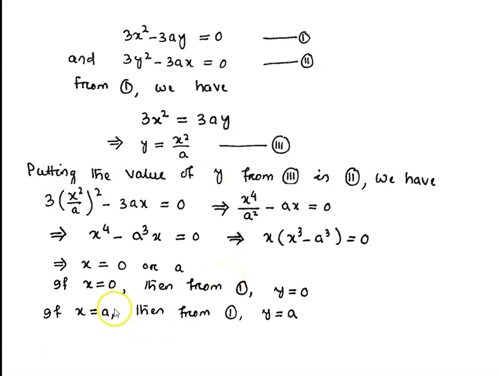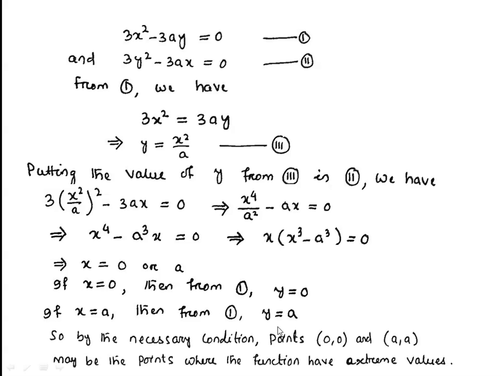Similarly, if we put x is equal to a in equation 1, we have 3a square minus 3a y is equal to 0. So our y is a. So we have now x is equal to 0, y is equal to 0. When x is equal to a, y is equal to a. So we have two critical points here, (0, 0) and (a, a). So by the necessary condition, points (0, 0) and (a, a) may be the points where the function has extreme values. Let us check.